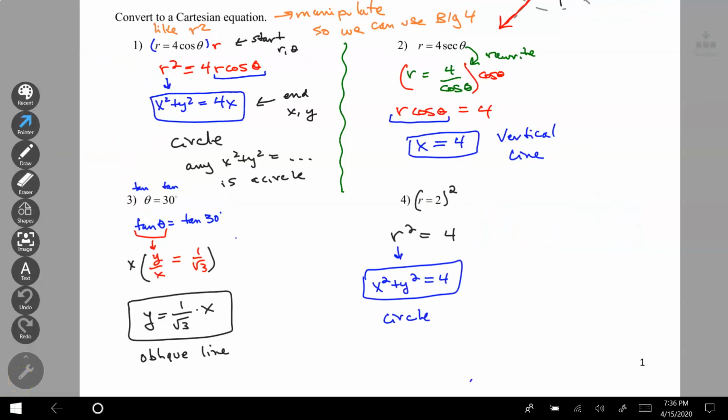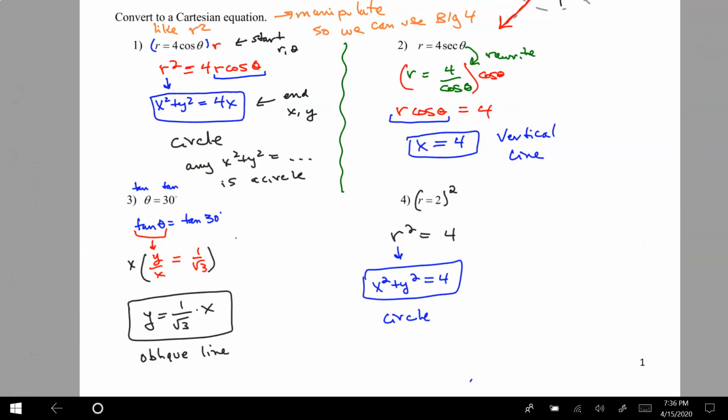Notice when I converted these r theta equations into Cartesian x's and y's, I don't always have to solve for y equals. Sometimes it's easy to do that, like in number 3, but in other problems, number 2 I couldn't do it at all, and number 1 and number 4 it wasn't really necessary.